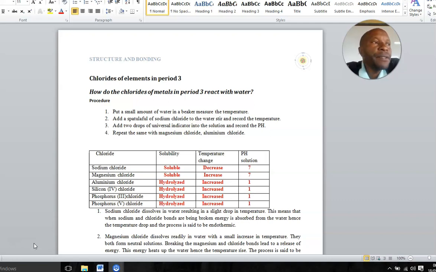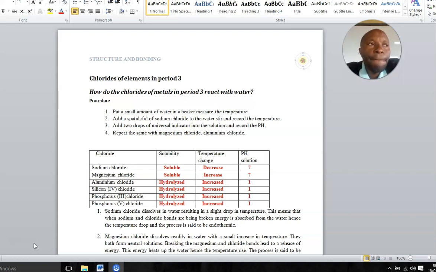What would you expect the pH of sodium chloride to be? Low. Low means it's an acid. Neutral. So you give the value. What is the value of a neutral pH? 7. Correct.